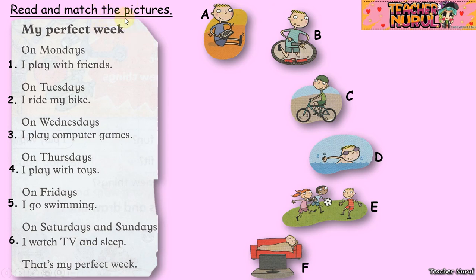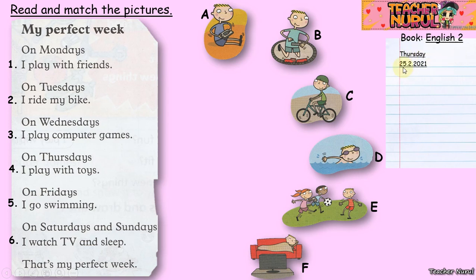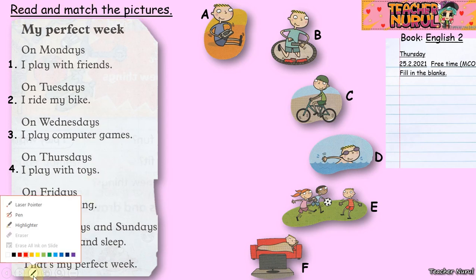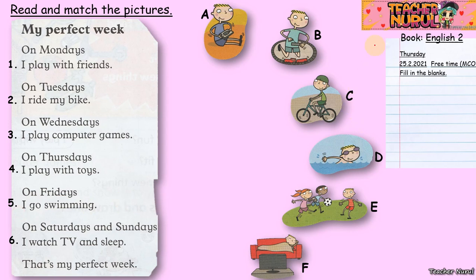You're going to read and match the pictures. I want you to take out your English 2 book. As usual, you write down the day for today, Thursday, and then you write down 25th of February 2021, free time MCO, and you write down read and match the pictures. Not fill in the blanks, but you write down read and match the pictures. Let me change it for you. Read and match the pictures.